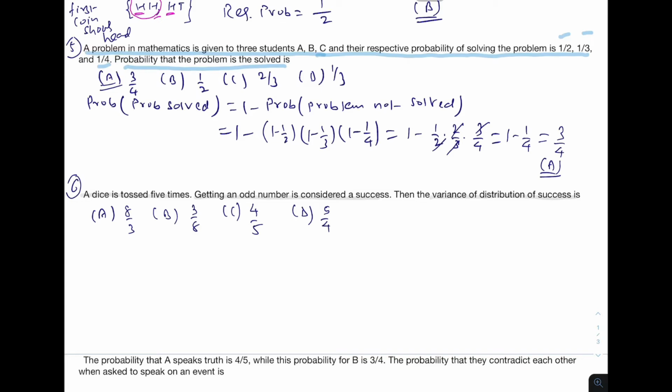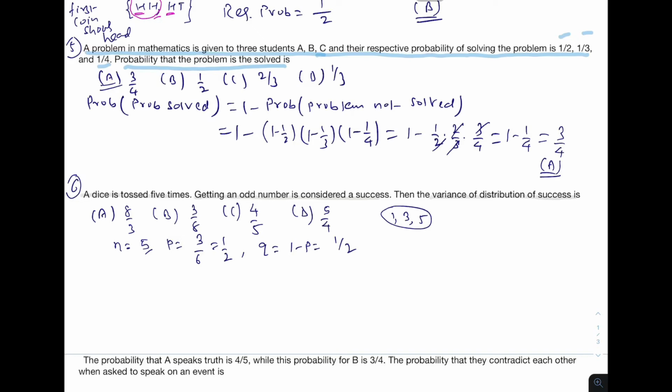Now the die is tossed 5 times, so n equals 5. This is a question of binomial distribution. Getting an odd number is a success, so p is the probability of an odd number. The odd numbers are 1, 3, 5, so that is 3 by 6, which means 1 by 2. And we know that q is 1 minus p, so that is also 1 by 2.